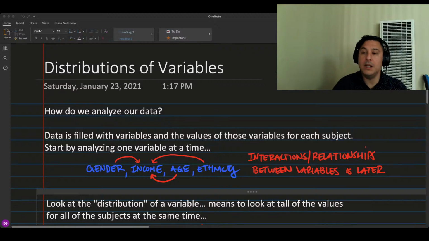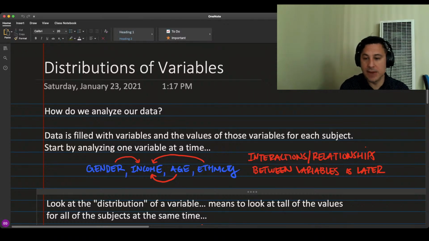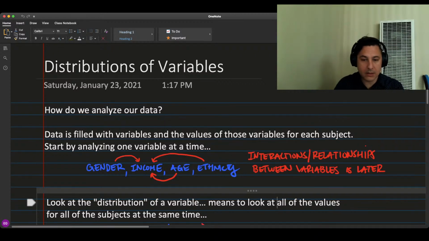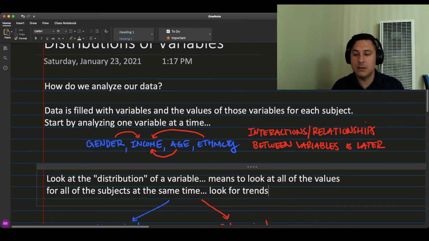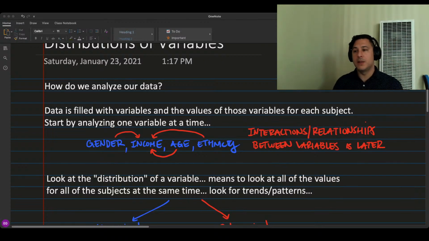Okay, so when we talk about distributions of variables, we want to look at one variable at a time, and we want to look at all of the information from that variable. When I talk about the distribution of the variable, the goal is to look at all of the values for all the subjects at the same time. We're going to look for trends and patterns, stuff like that. We want some sort of global view of what's going on with our data.